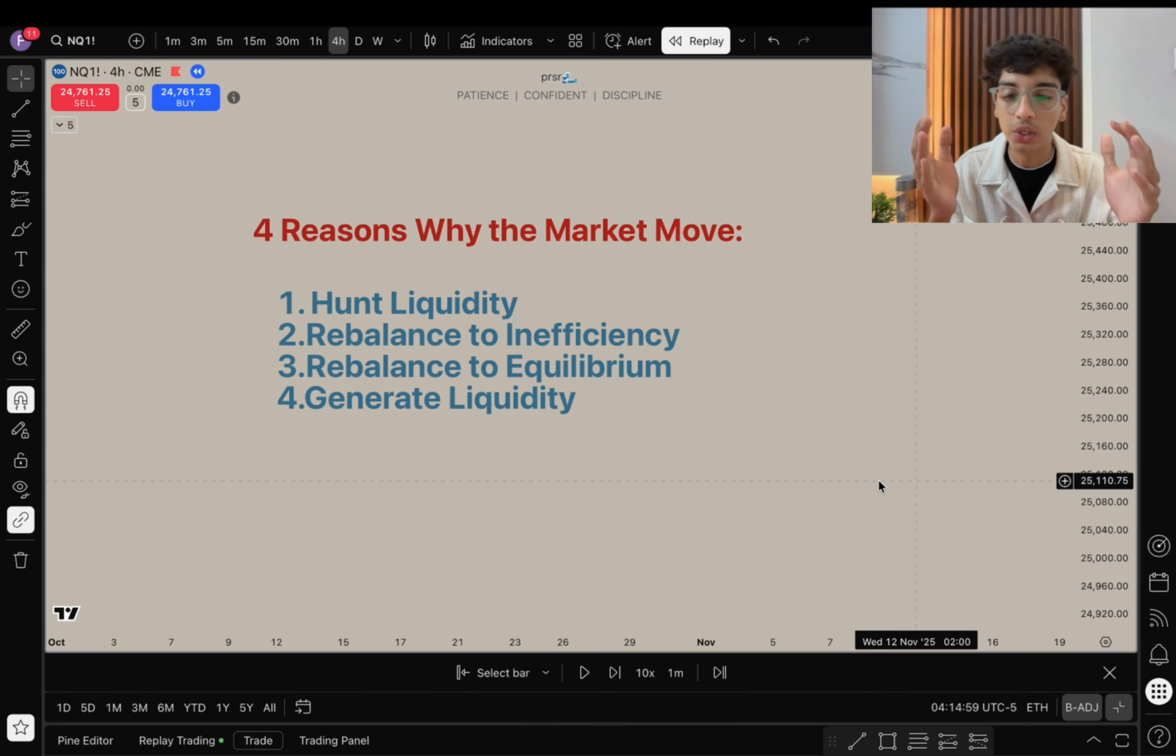So let's jump to the charts. Before going into that, you need to know why the market moves, what the actual four reasons are why market moves, why market reacts at a certain level, like the market is going to a hundred buy side liquidity, what the reason behind that is. That's the actual four reasons why market moves.